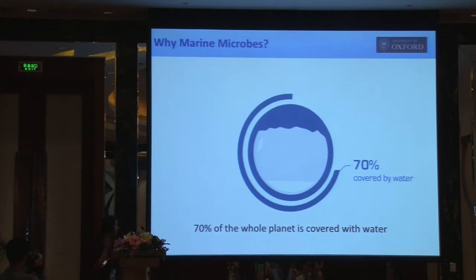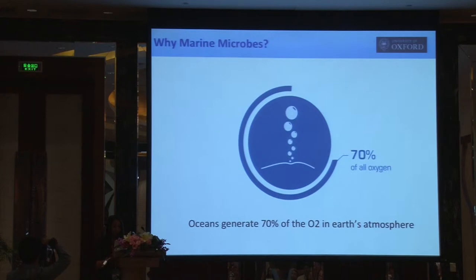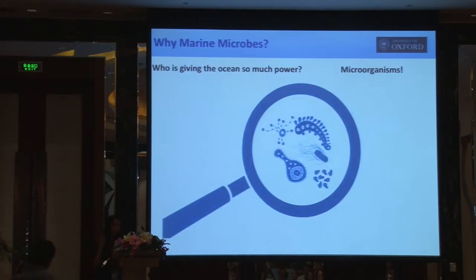I'm sure we're all aware that 70% of the whole planet is covered with water, but if you go over these numbers again, then hopefully you'll understand the importance of microbes as well, together with me. This water is mostly oceans, and oceans actually contain 80% of all life on Earth, which is quite a big number. And on top of that, oceans generate 70% of the oxygen in Earth's atmosphere, among many others, but this is of course the most striking, especially to catch the attention of our citizens.